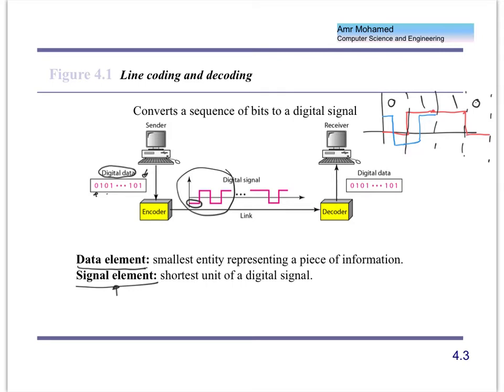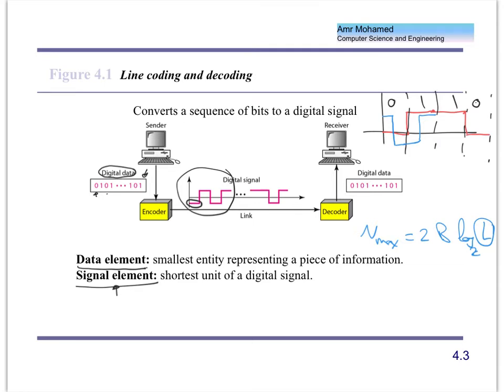Can we have the other way around? Can we have two bits represented by one signal element? Yes, we can have that. In fact, we talked about the general case from Nyquist when we said that the maximum data rate is double the bandwidth multiplied by log 2 of L. So each of these voltage levels is one signal element, but if we have multiple of these, we can use multiple voltage levels to represent 2 bits or 3 bits or 4 bits and so on.